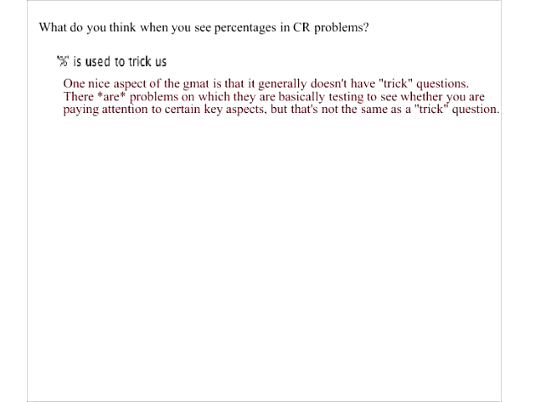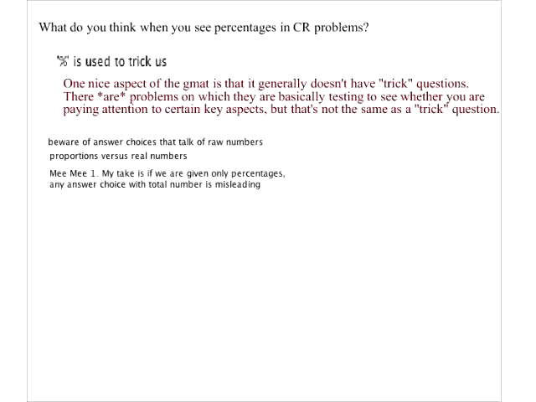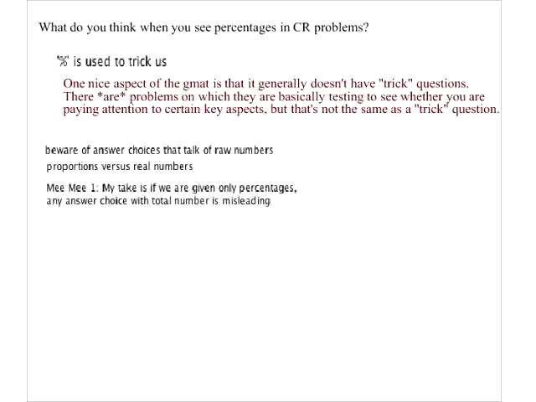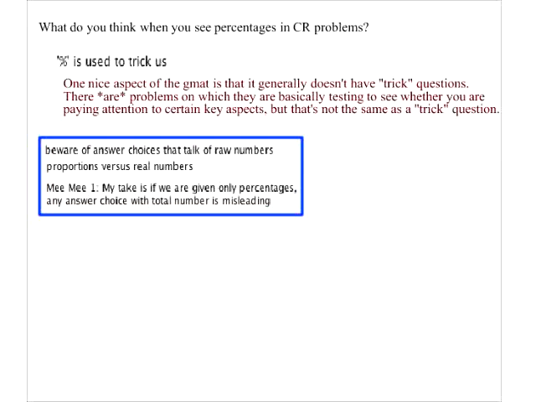A couple of you are starting to nail what I'm getting at here, though, which is beware of answer choices that talk of raw numbers. I think that's what relativity means when someone wrote that, versus real numbers. These three people I'm going to put on the board right now are at least on the wavelength that I'm trying to get at here. The other commenters are not necessarily wrong, but these three comments reflect what I'm trying to get at here, which is watch out for the fact that percentages are not real numbers. This is the deal here. Percentages are not numbers.